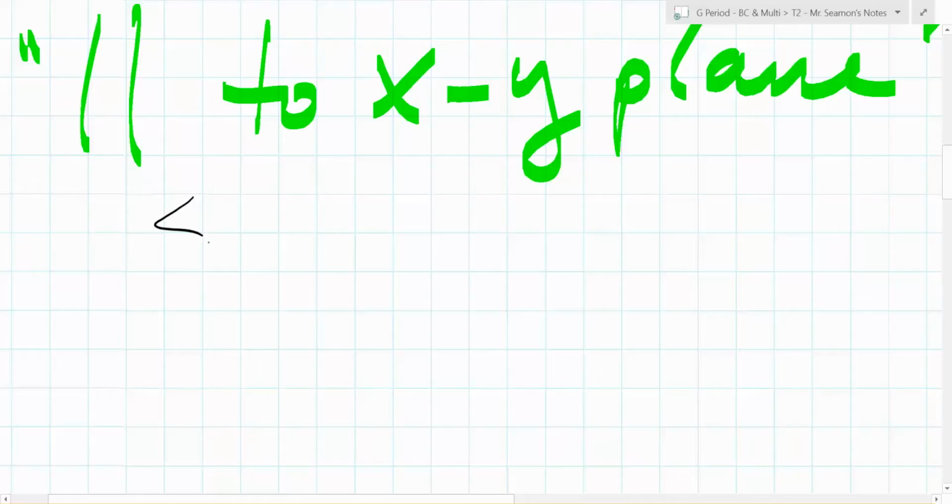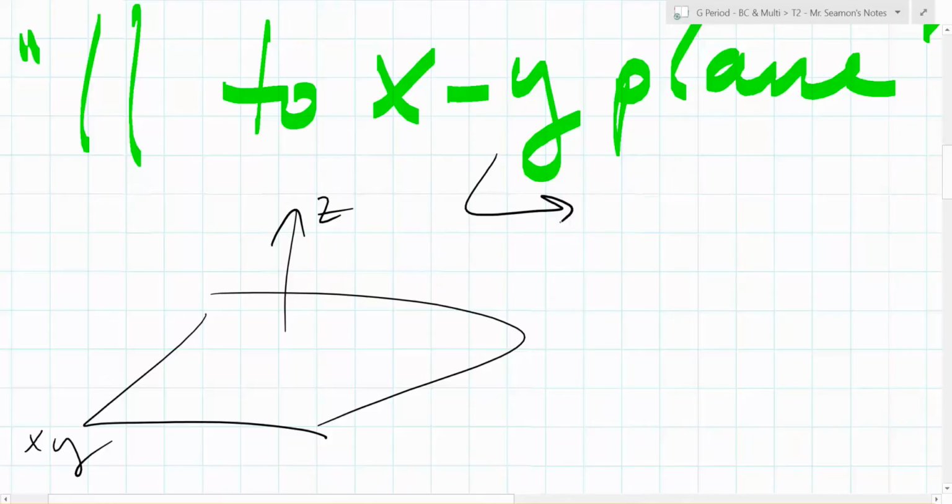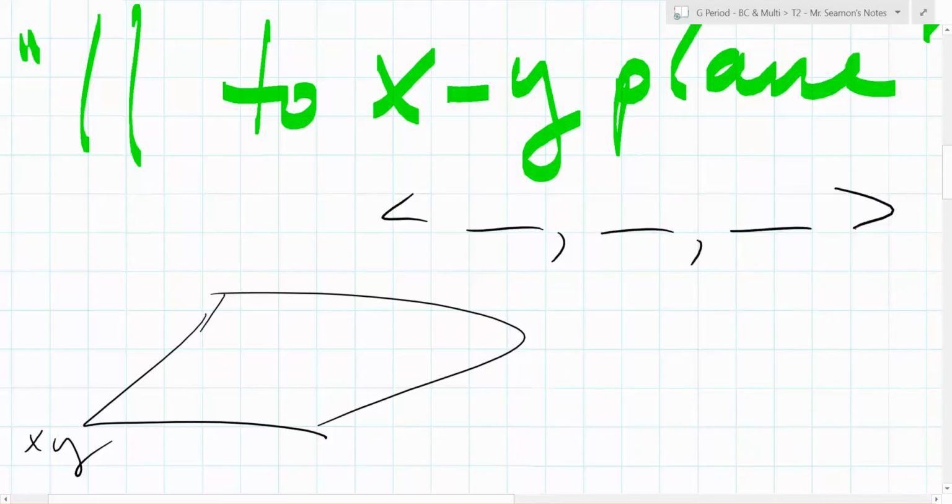In terms of the vector itself, what's the only thing that needs to be true? If this right here is the xy plane, the vector has to be parallel to the what axis? Parallel to the xy plane means what has to be true about the vector? There are 3 components to any vector, correct, in 3-space?